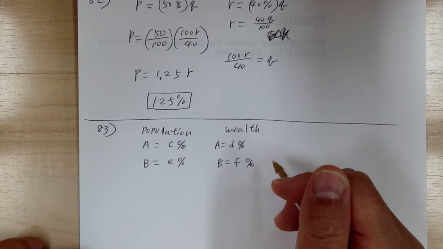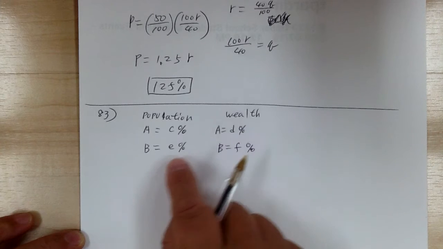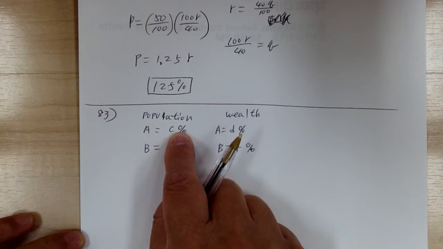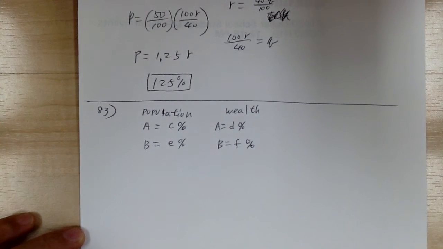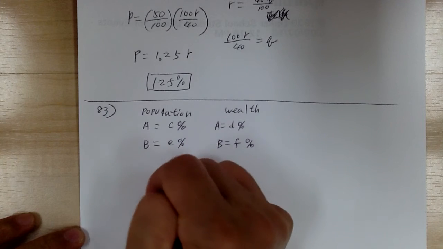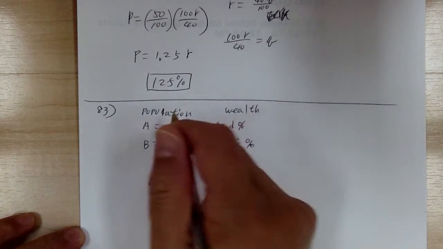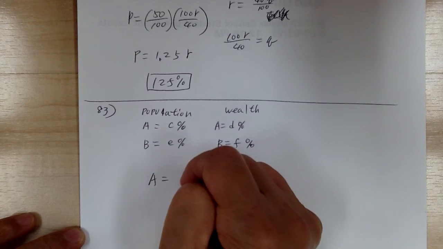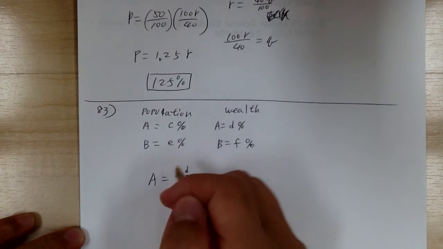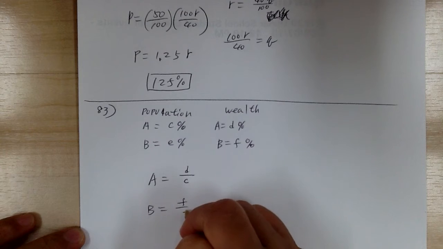Now to figure out the wealth, you have to figure out individual wealth, you have to use the wealth divided by the population. It's almost like the average of each person. So A will equal, you just divide, and the percent will cancel out. So A equals D over C. Okay, so this is per person. And B would be equal to F over E.